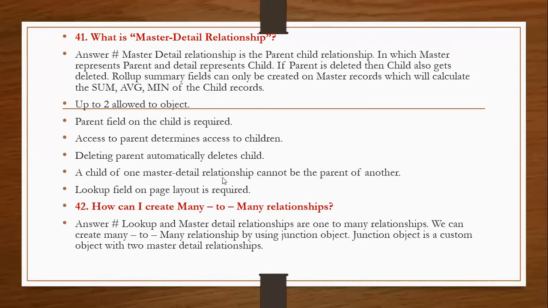Children of a master-detail relationship cannot be the parents of another. The lookup field on the page layout is a requirement. Next question: how can I create a many-to-many relationship? Lookup and master-detail relationships are one-to-many relationships. We can create a many-to-many relationship by using a junction object, and a junction object is a custom object with two master-detail relationships.